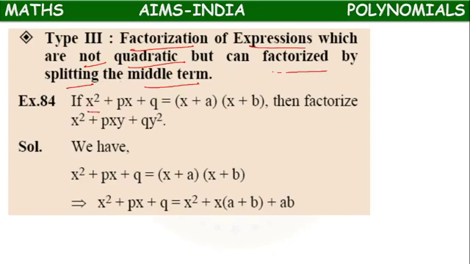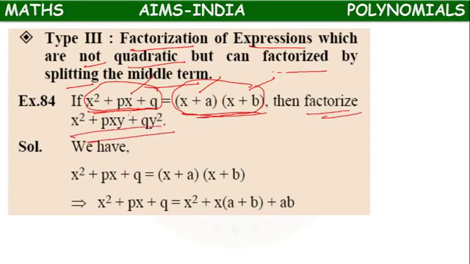Here x square plus px plus q. This is a quadratic polynomial. The factors of this quadratic polynomial they have given: x plus a, x plus b. For a quadratic polynomial, they have given 2 factors. Then they are asking another polynomial which is defined in 2 variables x and y, and which is not quadratic.